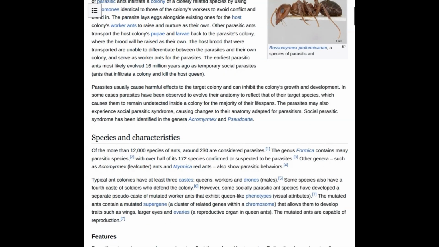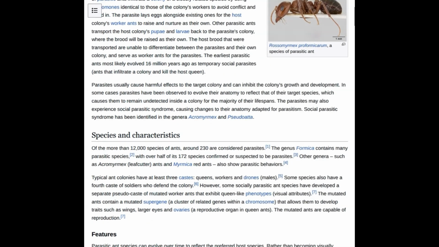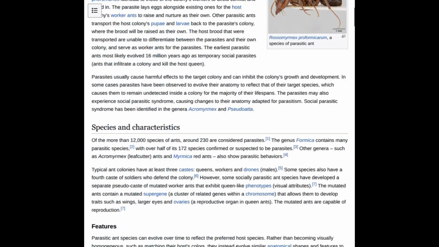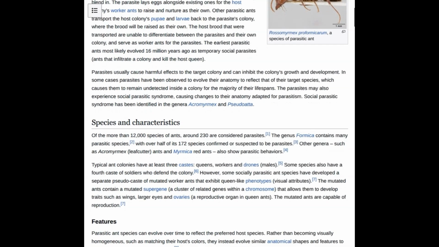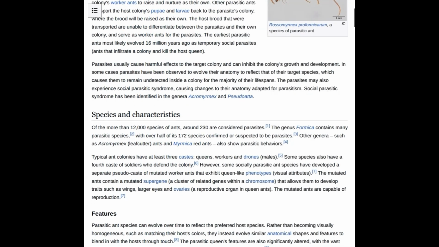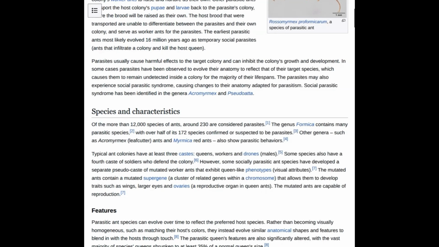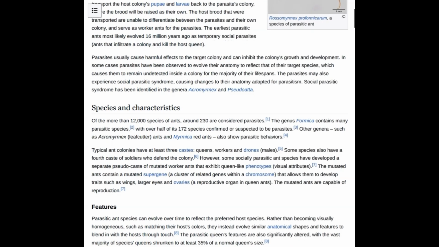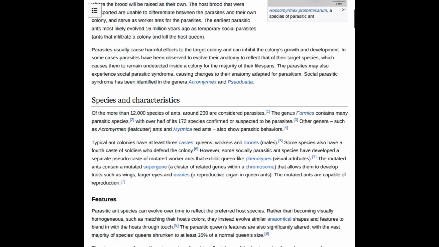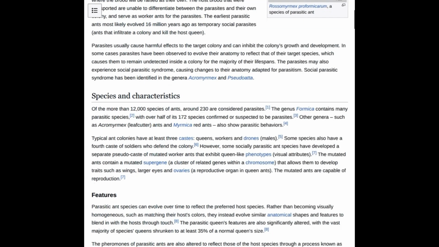Parasites usually cause harmful effects to the target colony and can inhibit the colony's growth and development. In some cases, parasites have been observed to evolve their anatomy to reflect that of their target species, which causes them to remain undetected inside a colony for the majority of their lifespans. The parasites may also experience social parasitic syndrome, causing changes to their anatomy adapted for parasitism. Social parasitic syndrome has been identified in the genera Acromyrmex and Pseudoatta.